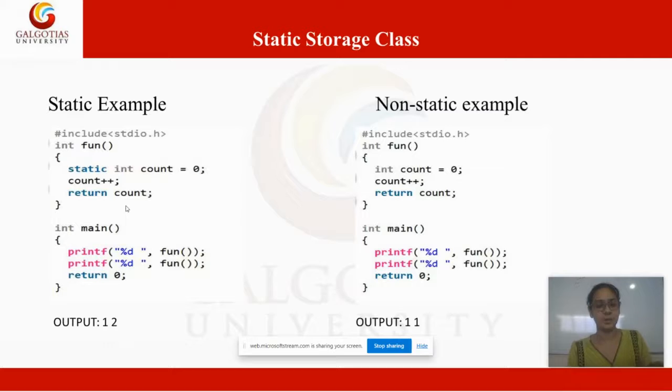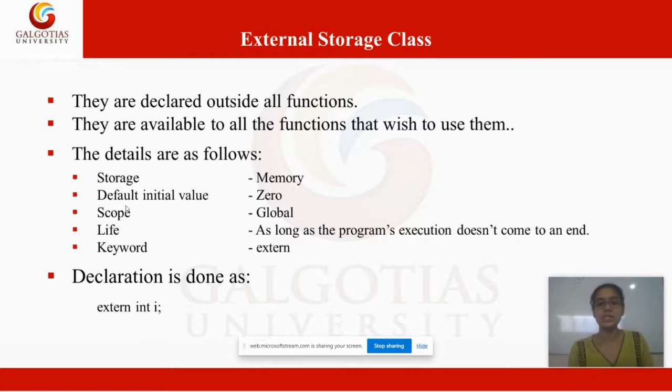We will now be moving on to the last storage class, that is the external storage class. They are declared outside of all the functions. They are available to all functions that wish to use them, and the storage where they are stored is memory itself. The default value is 0. Scope is global. And the lifetime is as long as the program is executing, they will be alive. And the keyword that is used for them is extern. So you declare it as extern int i.